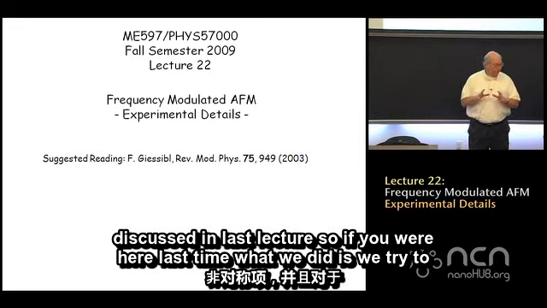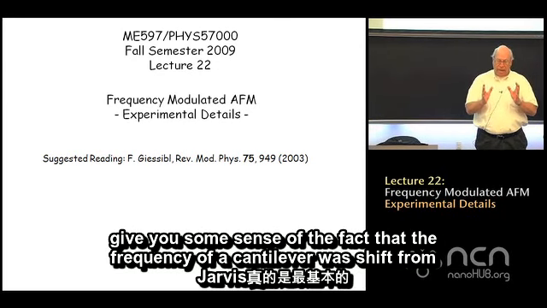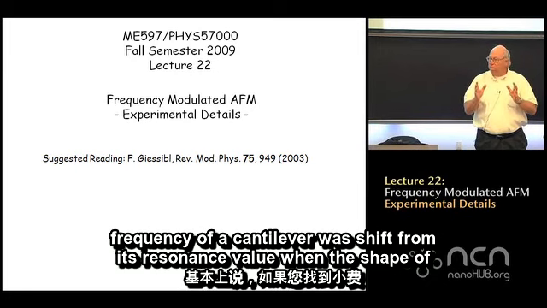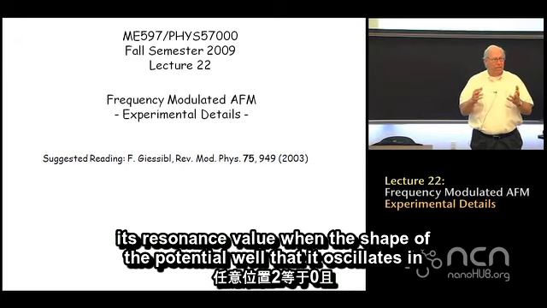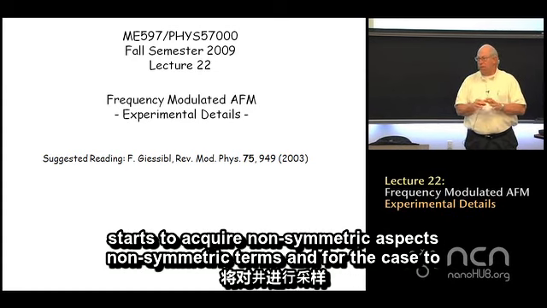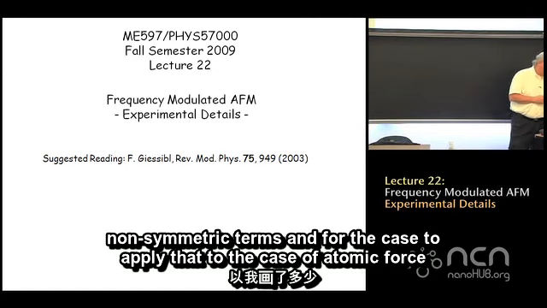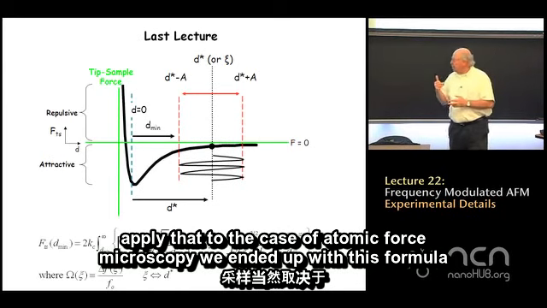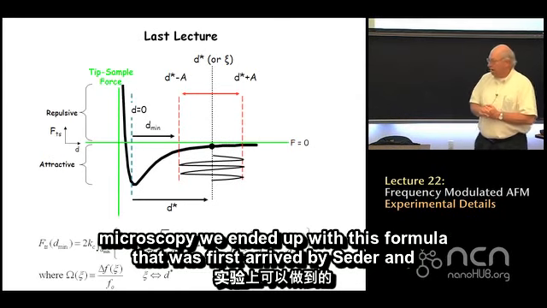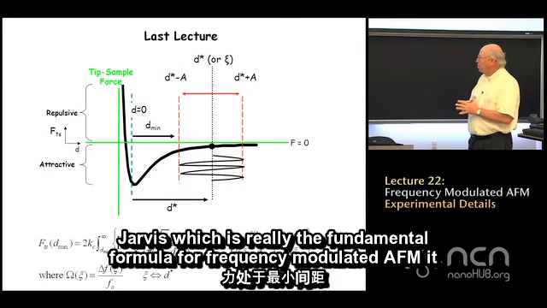So if you were here last time, what we did is we tried to give you some sense of the fact that the frequency of a cantilever will shift from its resonance value when the shape of the potential well that it oscillates in starts to acquire non-symmetric aspects, non-symmetric terms. And to apply that to the case of atomic force microscopy, we ended up with this formula that was first derived by Sader and Jarvis, which is really the fundamental formula for frequency modulated AFM.